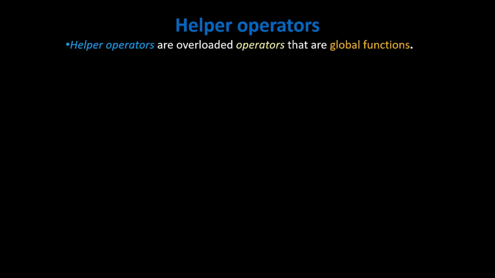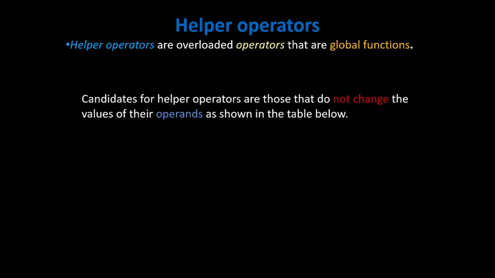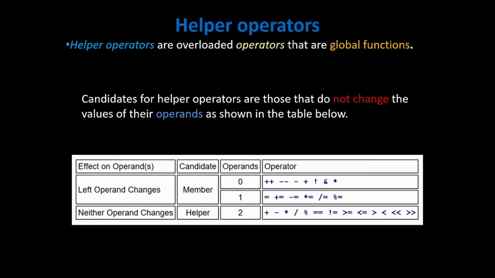So I want to spend a little bit of time talking about helper operators. Okay, so we talked about helper functions. Let's talk about helper operators, because I've kind of introduced this already with the left-hand side and right-hand side. So helper operators are overloaded operators that are global functions. Okay, and we are going to look at an example of this. So candidates for helper operators are those that do not change the value of their operands. Okay, and we'll look at this table below.